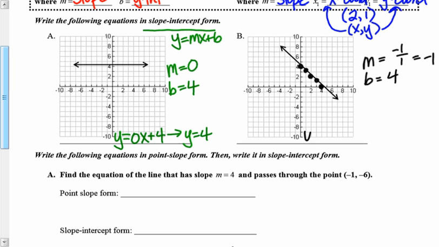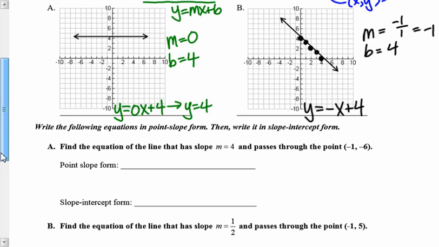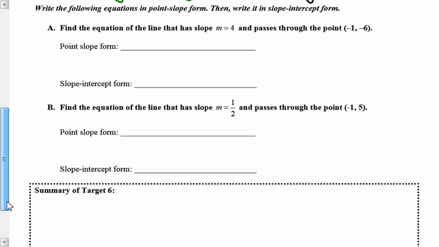So our equation is going to be y equals negative 1x, which I'm just going to write as negative x, because remember that is saying negative 1x, plus 4. So we're just going backwards from target 4 that we did previously by writing the equation from the graph.